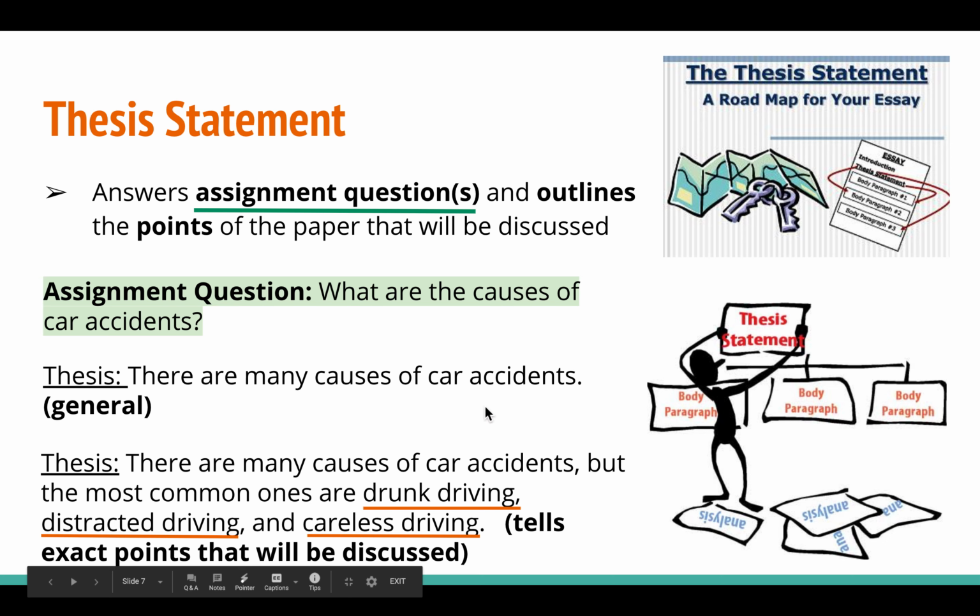So again, either thesis statement is okay. One is more general, but it still provides a map for the reader. And the second one is more specific, and we can think about it like a more detailed map for the reader that tells them what the rest of the essay will be about.